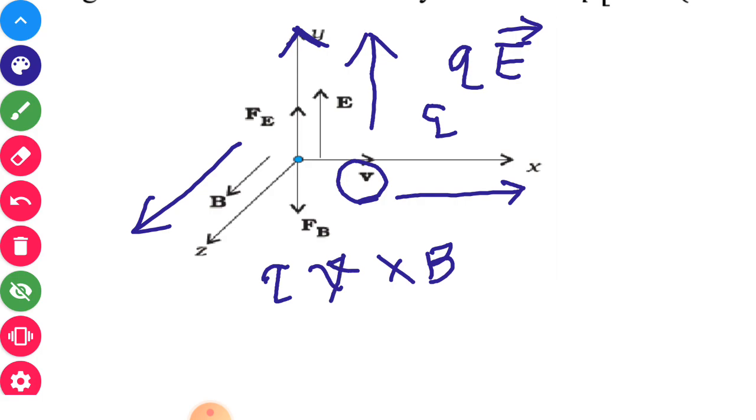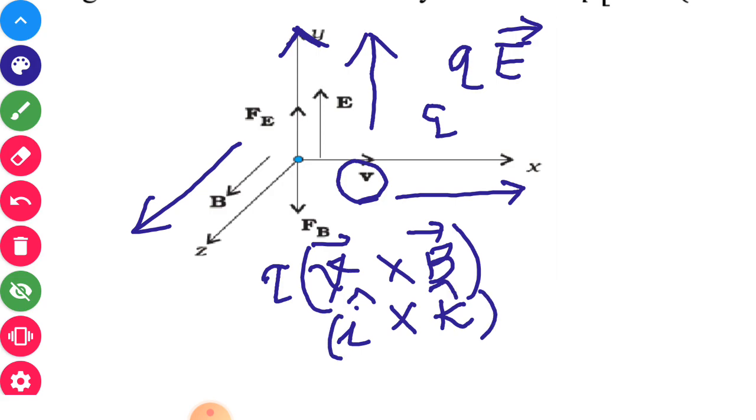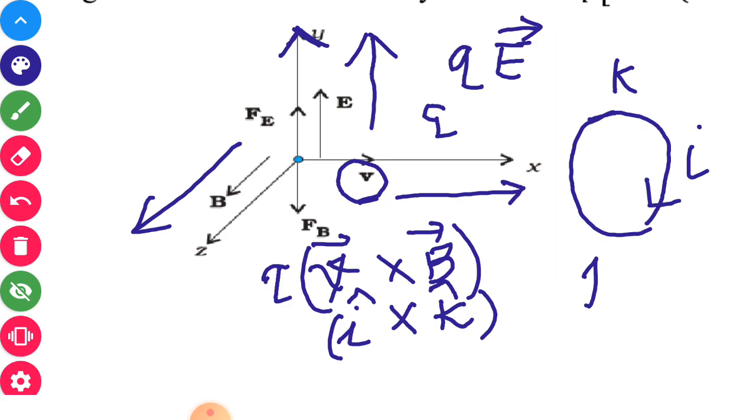Okay. So try to understand. This is a cross product and the velocity is in the X direction, so it will have unit vector I cap, and the magnetic field is in the Z direction, so it will have unit vector K cap. If you take I cross K, you must know I, J, K this way. If it is I cross J, then it is K cap. If it is J cross K, then it will be I cap. If it is K cross I, then it will be J cap.